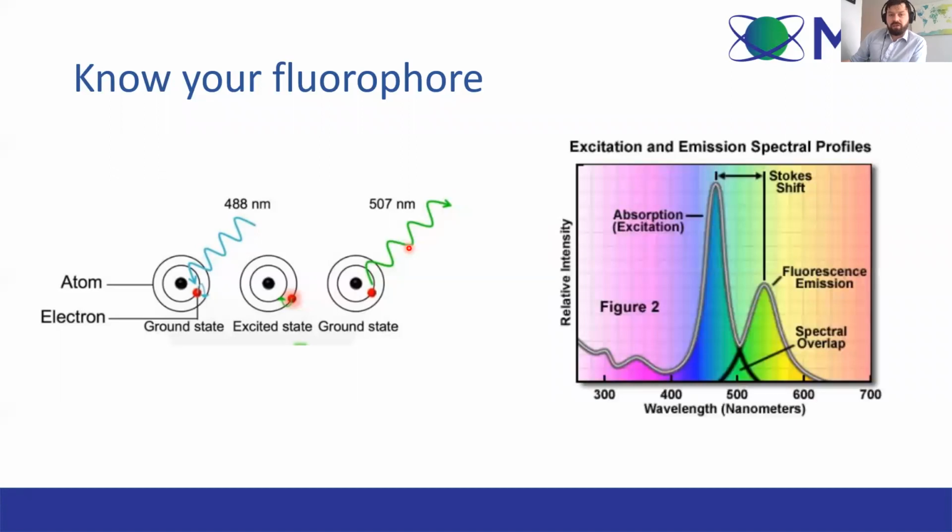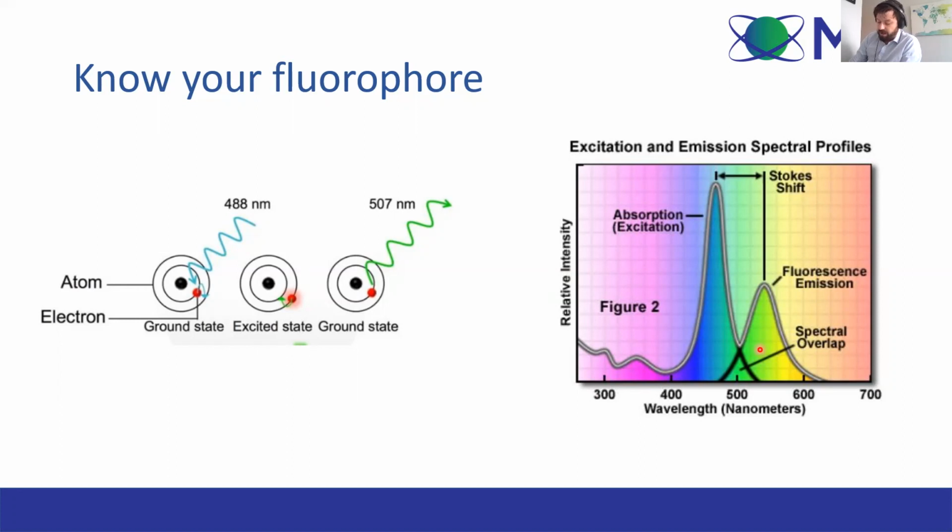So every fluorophore will have an excitation and emission spectral profile. So here we can see just a generic example of one. Every fluorophore has one of these, and it's definitely worth keeping the spectra for the fluorophores that you use handy when you're designing your panel. And we'll see why and how useful it can be to know this later on.